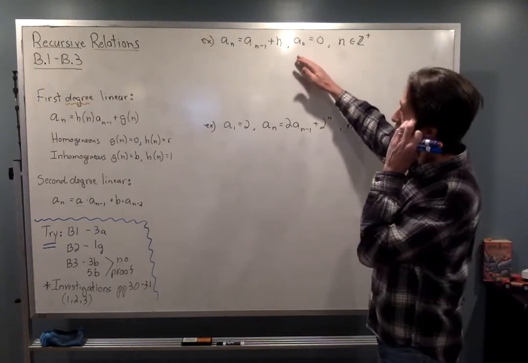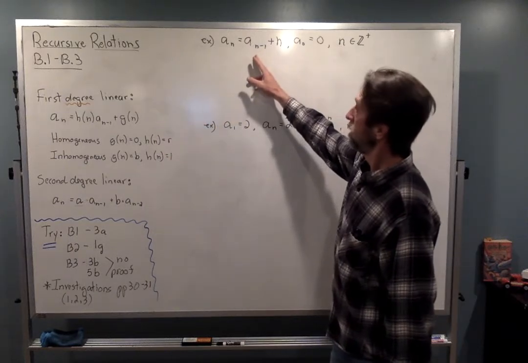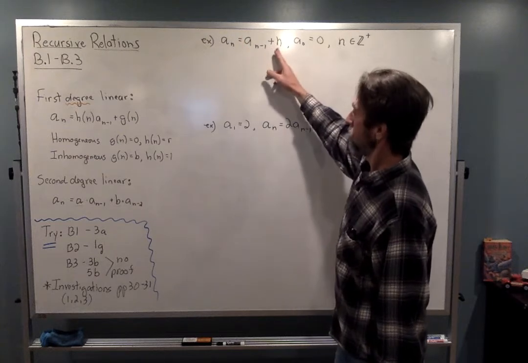Here is a recursive relation. We could maybe classify it. It's definitely a linear or first degree. It is linear. This is a function.